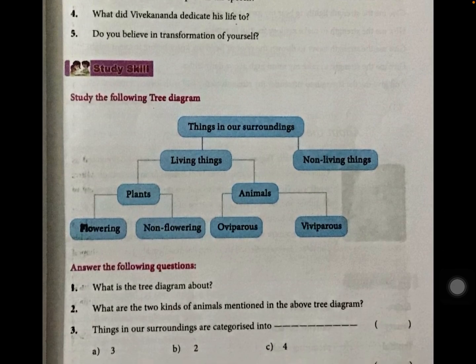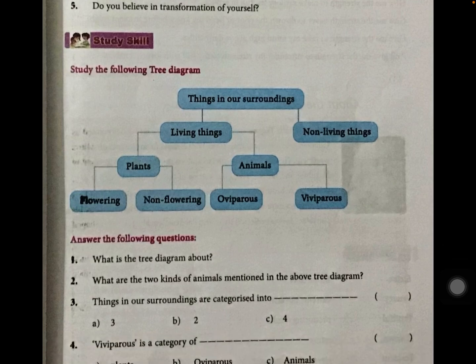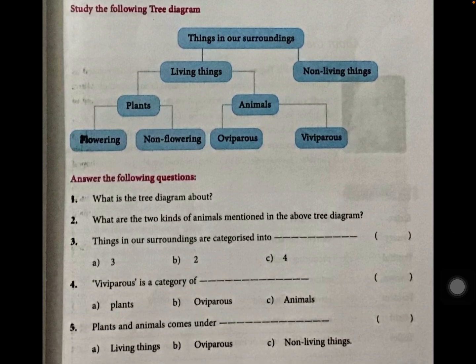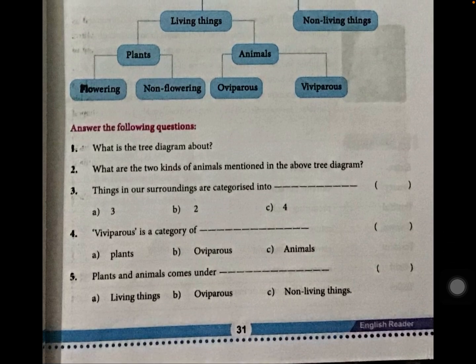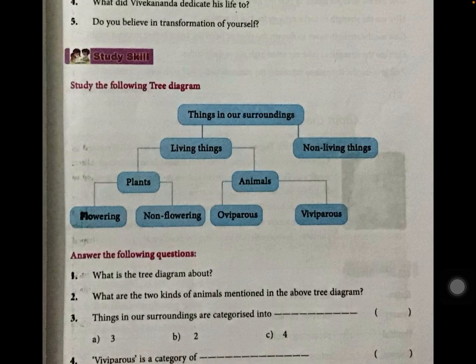Study skills. Study the following tree diagram. Things in our surroundings. Living things, non-living things. Here they have given you information related to the things. What do we see in our surroundings, children? Go through this and answer the questions they gave under the tree diagram. You can also gain knowledge by answering this kind of exercises.